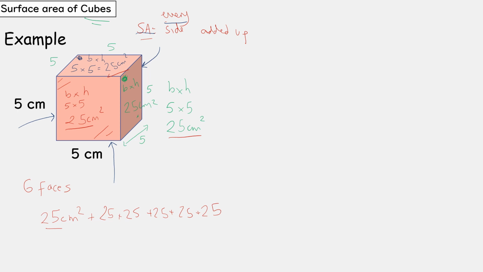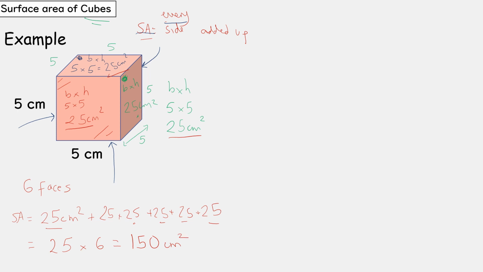So the surface area is all of them added up together. So I could do that, but there is also a quicker way. 25 plus 25 plus 25 plus 25 plus 25 plus 25 is the same as 25 times by 6. So both of these will give you the same answer, which should be 150 centimetres squared.